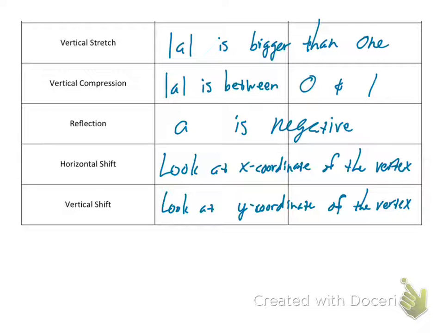To determine whether or not you have a horizontal shift, you look at the x-coordinate of your vertex. Did it go right 3? Did it go to the left 7? Did it stay at 0? What did it do horizontally? And then similarly, you look at your y-coordinate of the vertex for a vertical shift.